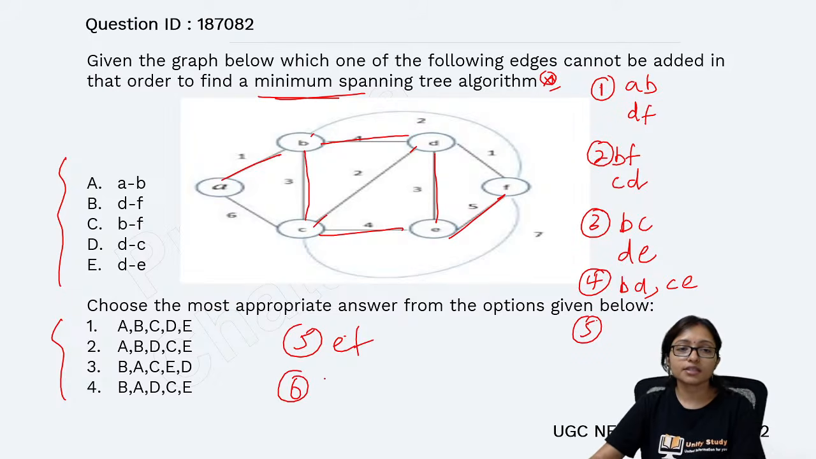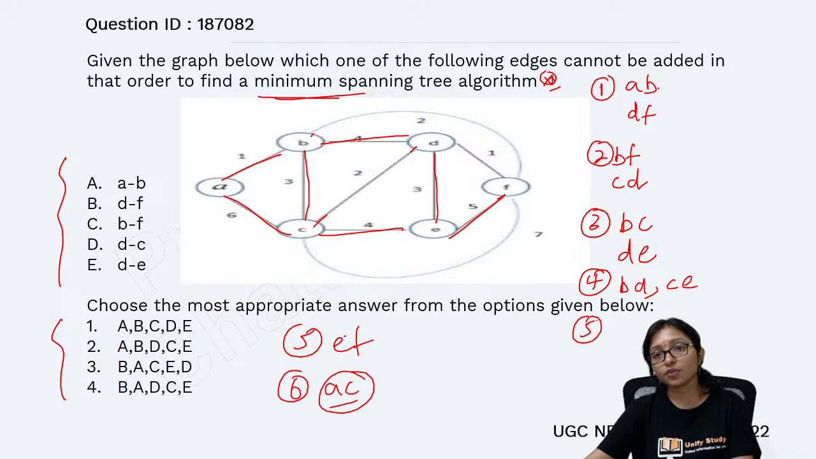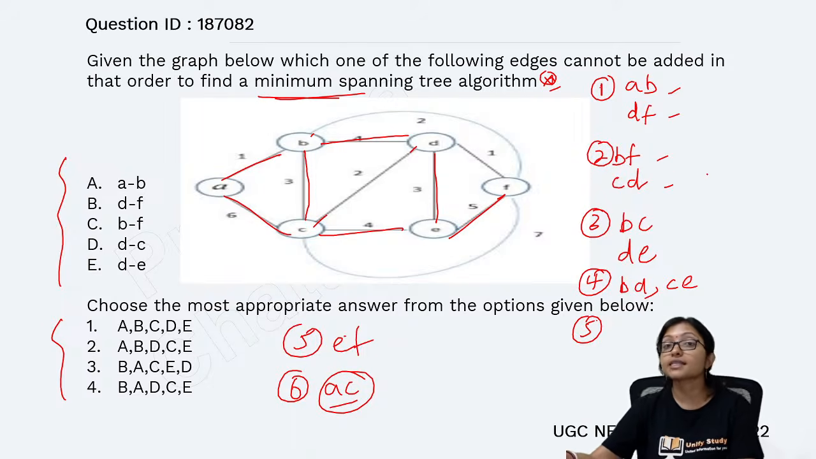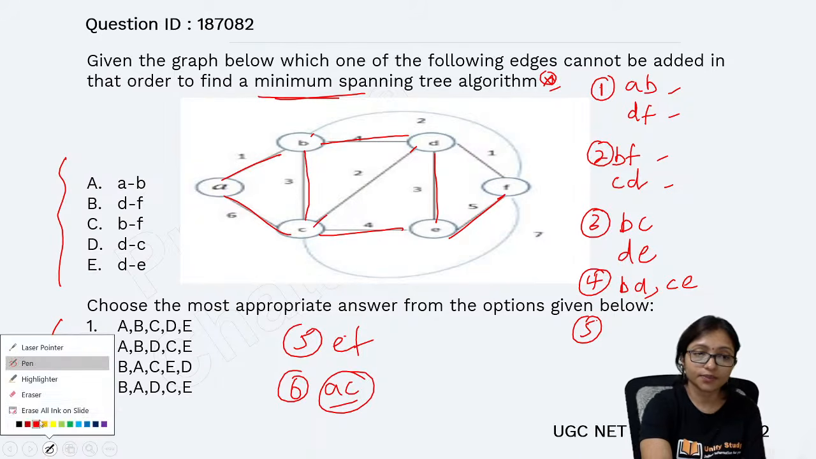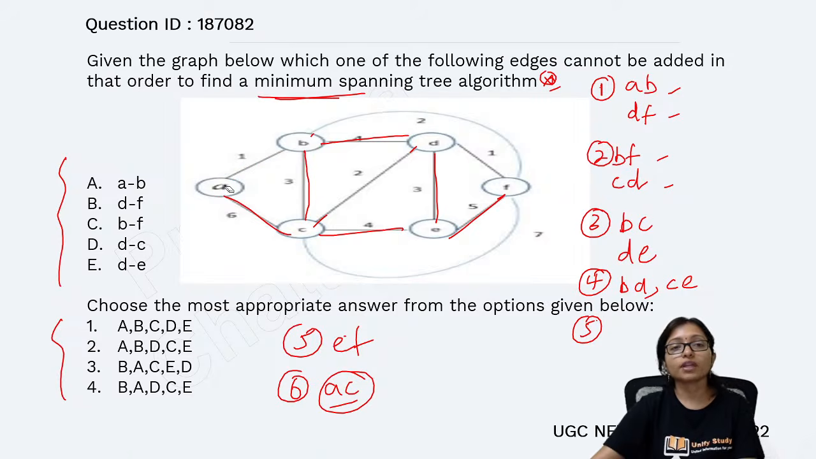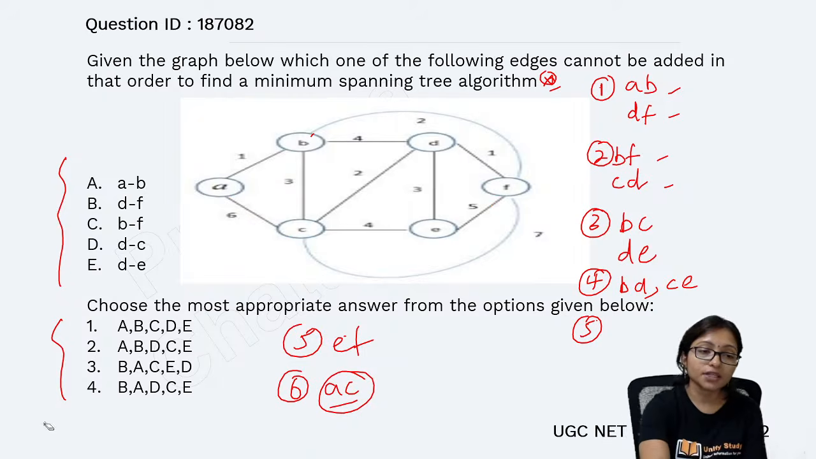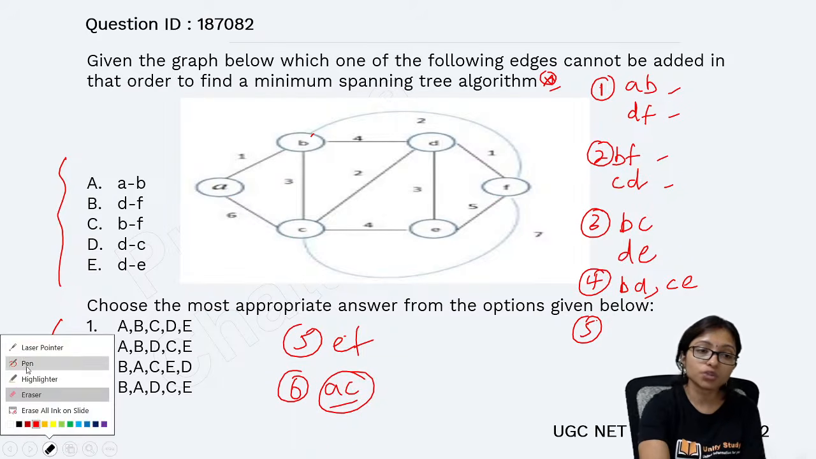Degree 6 is this one, that is AC. So whenever we are drawing, we need to go in this order, and I need to check, is it creating a cycle? If it is not creating a cycle, then I can go ahead. So whenever I am drawing the spanning tree, how will my spanning tree look? It will look according to Kruskal.